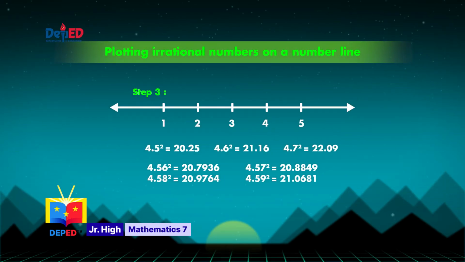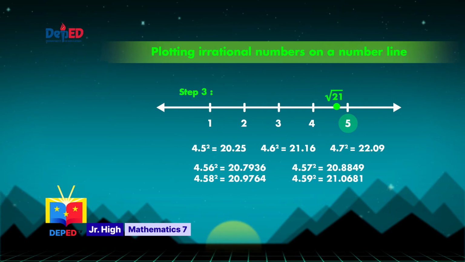Step 3. Locate 4 and 5 on the number line. We know that the square root of 21 is between 4 and 5. The square root of 21 is closer to 5, so it should be located here.